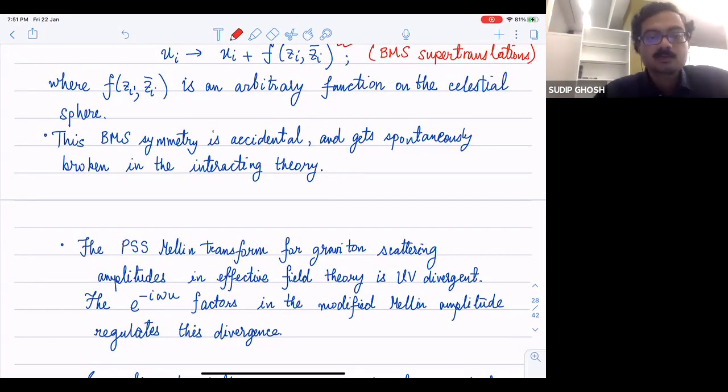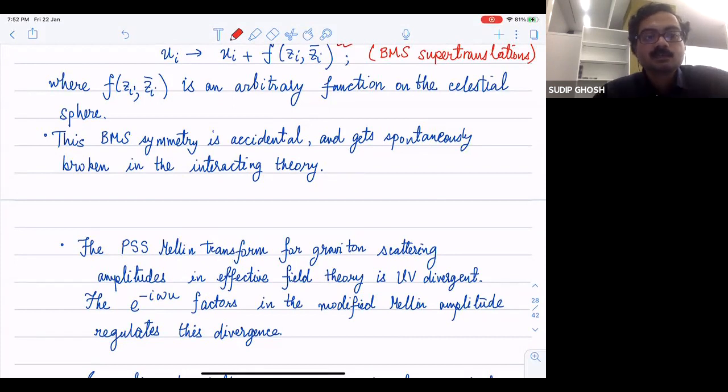But there is a more practical sort of need for this modified Mellin transform, which is the following: this Mellin transform defined by Pasterski, Shao, and Strominger, when you actually try to compute with it in practice, in most cases is actually quite badly behaved. In particular, if you want to compute, say, the Mellin transform of graviton scattering amplitudes, it turns out that this Mellin integral is actually UV divergent. That happens because of the fast growth of graviton scattering amplitudes in any effective field theory.